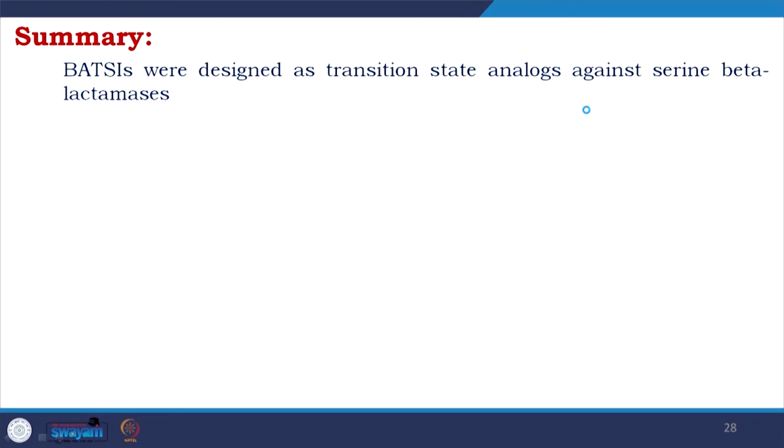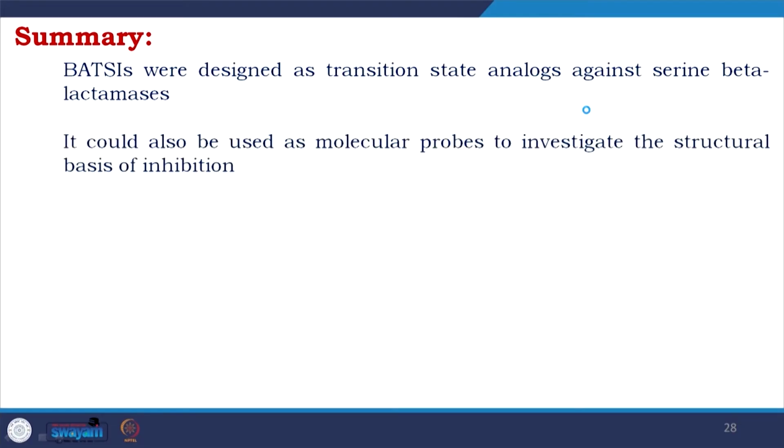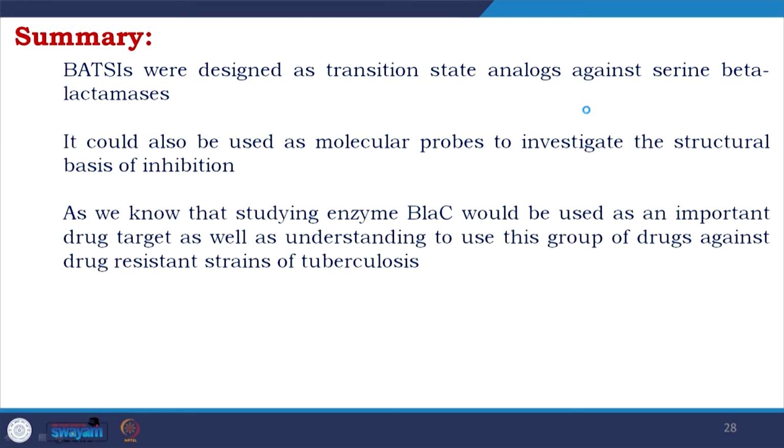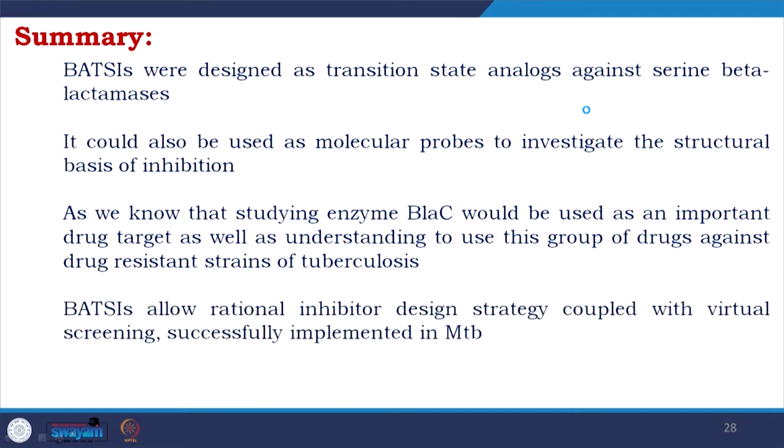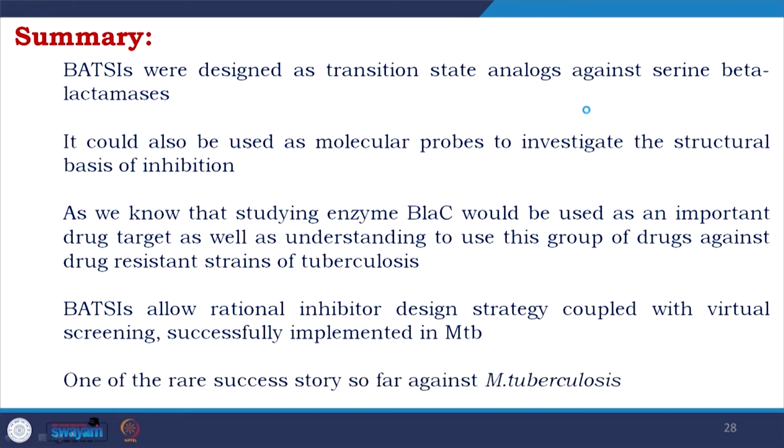So, in summary, BATCs were designed as transition state analogues against serine beta lactamases. They could also be used as molecular probes to investigate the structural basis of inhibition. As we know, studying enzyme BlaC would be an important drug target, as well as understanding how to use this group of drugs against drug resistant strains of tuberculosis. BATCs allow a rational inhibitor design strategy coupled with virtual screening, successfully implemented in Mycobacterium tuberculosis. This is one of the rare success stories so far against tuberculosis, because drug designing has not been very successful against tuberculosis.